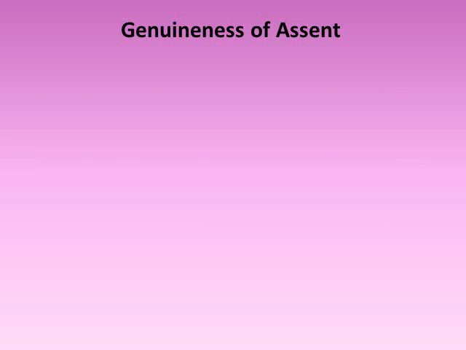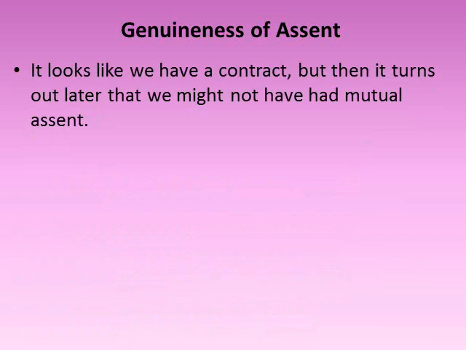Now we're going to look at situations which we'll call in general genuineness of assent. And this is situations where it looks like we have a contract, but then later it turns out that we might not have actually had mutual assent after all.